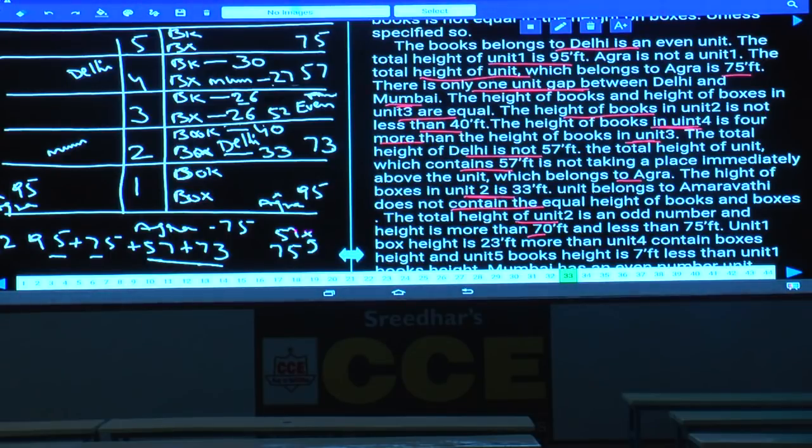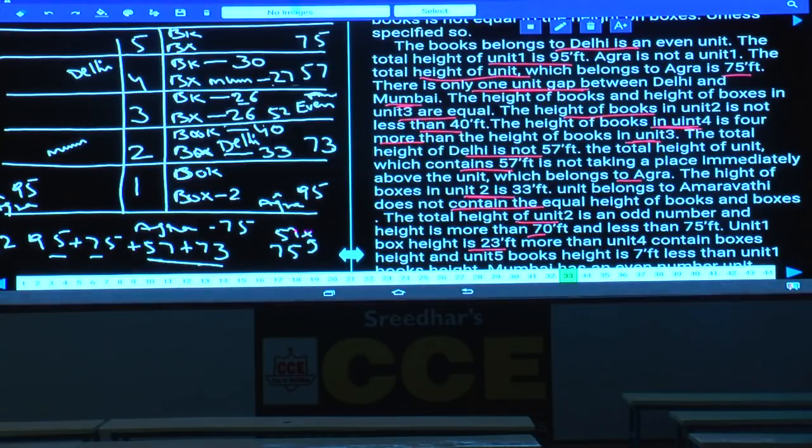Clear? Mumbai is what? Mumbai, even number. Where is it given even number? No. And the total height of unit 2 is an odd number, and the height is more than 70, less than. Unit 1 box height is 23.